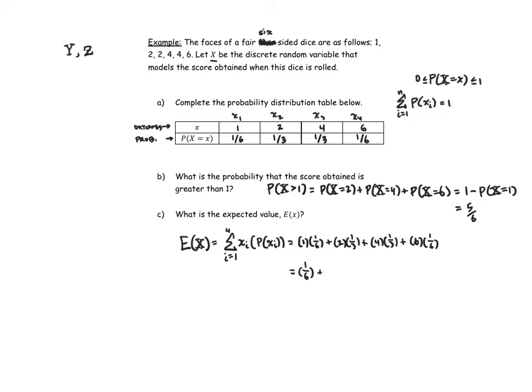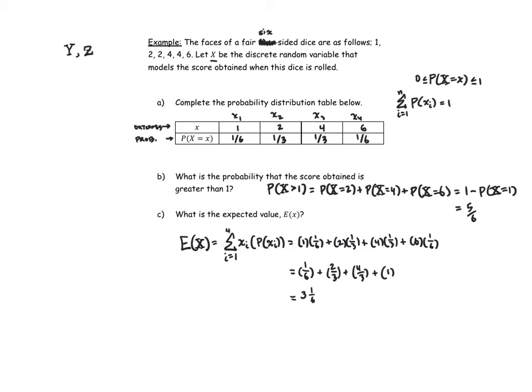2 times 1/3 is 2/3. 4 times 1/3 is 4/3. And 6 times 1/6 is 1. Okay, so it's close. Not exactly right. 2/3 and 4/3 is 2, plus 1 more is 3, plus 1/6 is 3 and 1/6.